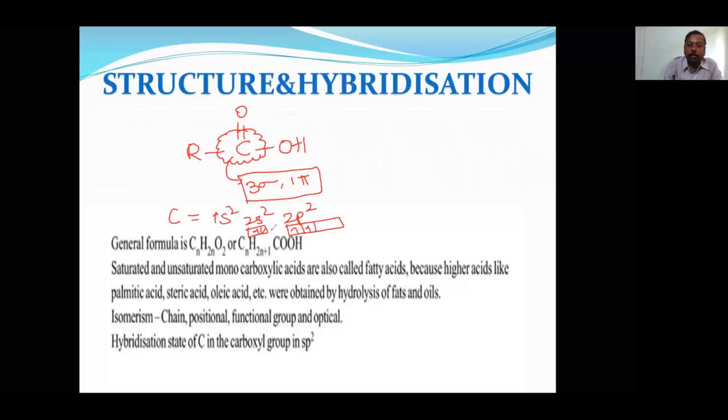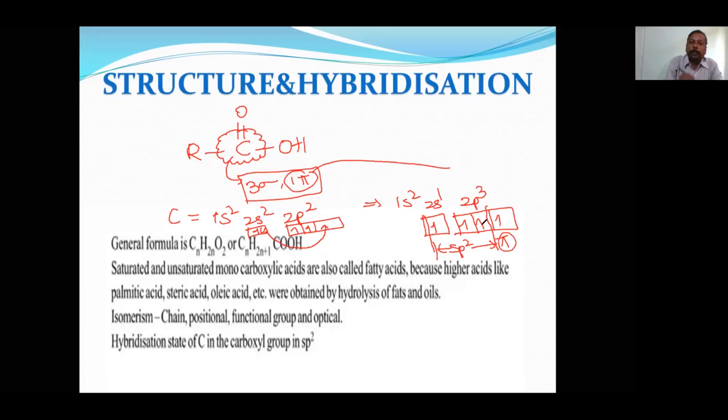How many unpaired electrons are there? Two. Now if this electron shifts here, then it will be 1s2, 2s1 and 2p3. But there is a pi bond here, so for the pi bond we should not use this electron for hybridization. So the hybridization will be sp2. Why am I not using this? Because this is a pi bond. Always remember, only sigma bonds and lone pairs are used for hybridization.